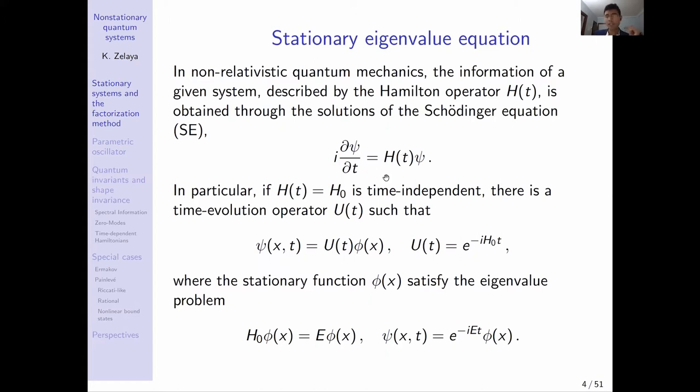For a stationary system, it's well known that this partial differential equation can in general be decomposed into a stationary one just by using the conventional evolution operator, which is a unitary operator. If the Hamiltonian does not depend explicitly on time, the Schrödinger equation reduces to an eigenvalue equation like this, where E are the eigenvalues and phi are the eigenfunctions, and the solutions to the Schrödinger equation are just these eigenfunctions times a complex phase. This is valid for stationary systems, or time-independent Hamiltonians. In a moment, I will talk about how to extend this idea to time-dependent models.